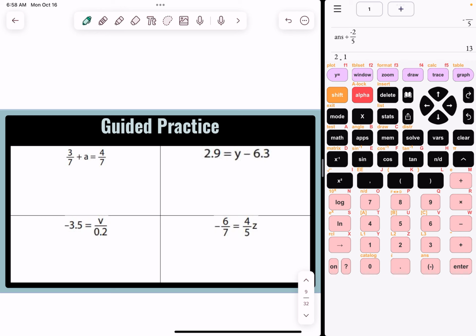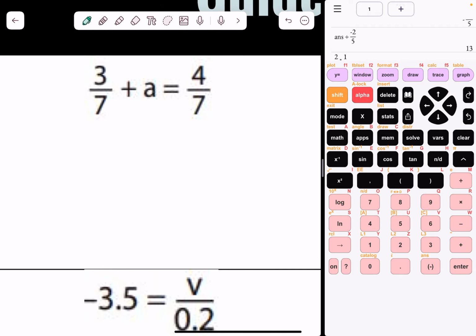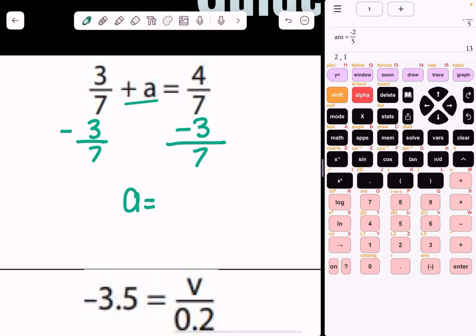So now let's look at one-step equations that are a little bit harder because we have some decimals and some fractions. So here I have 3 over 7 plus a equals 4 over 7. I want to get this a by itself, but I have a positive 3 over 7. So to get rid of it, I would subtract 3 over 7. And if you did that in your calculator, we would get 1 over 7.